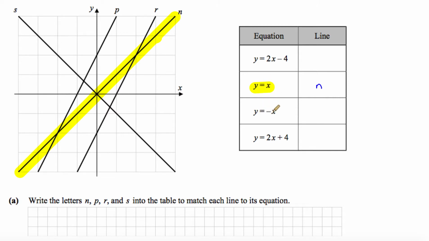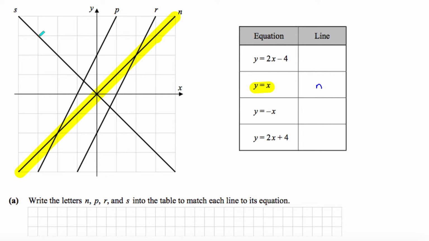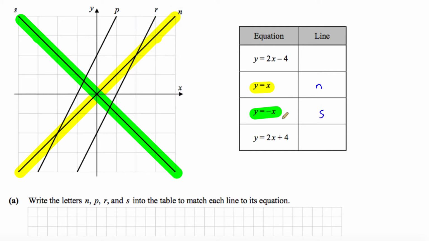Now the line y equals minus x is the line that goes the other direction through the origin. So for example, think about this point here would be minus 3, comma 3. So the only difference between the x and the y coordinate is the sign. They're both 3, but one is negative and one is positive. So that would be this line here. So the line S is the green one. That's the line S.